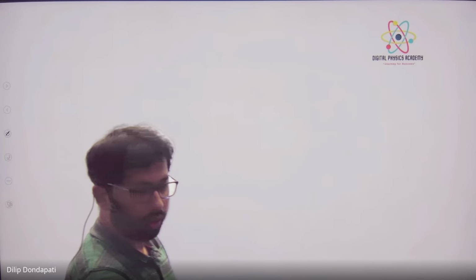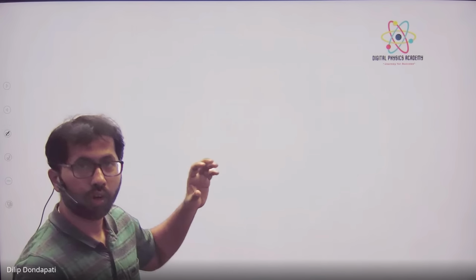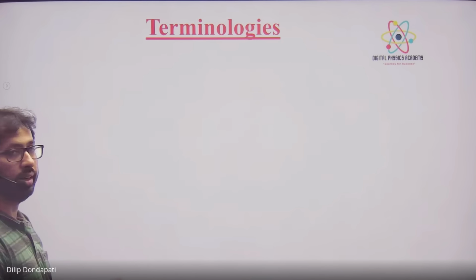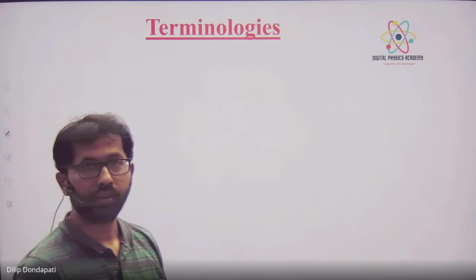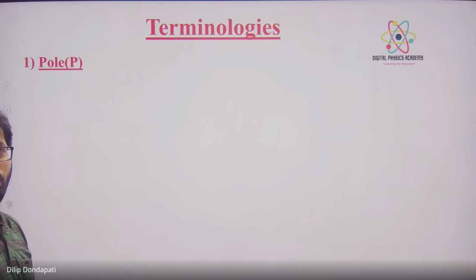Okay. So now we will learn about some terminologies. What are the terminologies in concave and convex mirrors, we will see. So keep reading terminologies. The first one is pole.